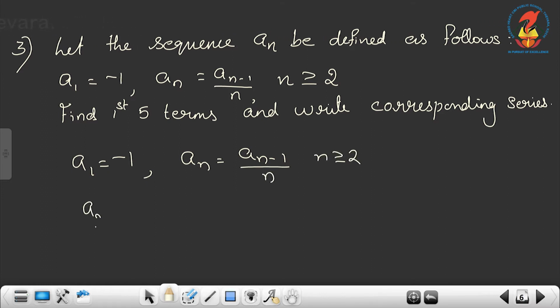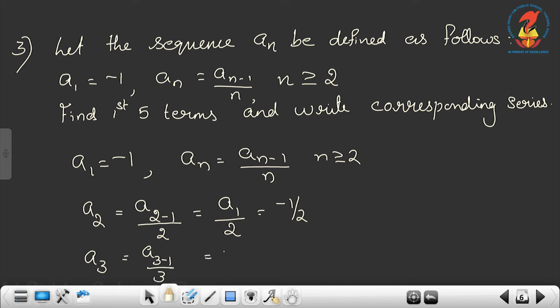So what is a2? For finding a2 you have to substitute in this expression. When n is 2, a2 becomes a2 minus 1 by 2. a2 minus 1 means a1. a1 by 2. What is a1? Minus 1 by 2. Now what is a3? A3 means n is 3. So a3 minus 1 by 3. That is a2 by 3. a2 is minus 1 by 2 by 3. So it is minus 1 by 6.